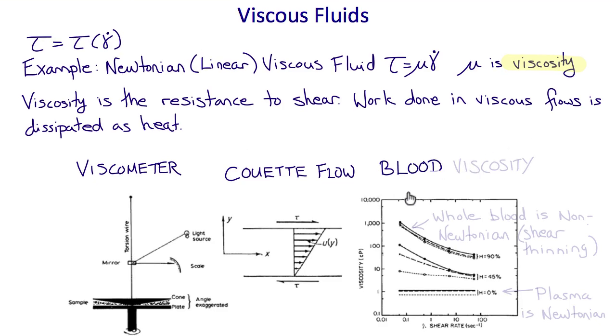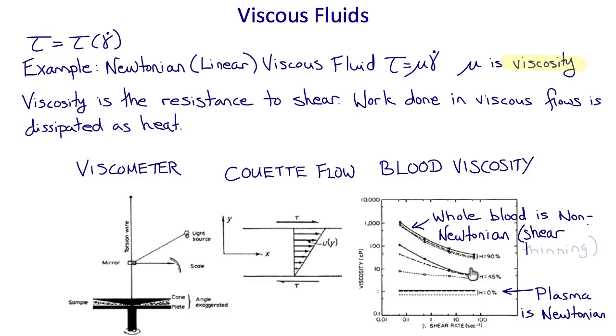This plot shows blood viscosity as a function of shear rate for different hematocrits, which is different amounts of red blood cells. You can see that plasma, where there's no red cells, is Newtonian. The viscosity doesn't change with the shear rate, it's constant. However, whole blood, which has about 45% red cells, has a non-constant viscosity which decreases with the shear rate. So whole blood is a non-Newtonian shear thinning fluid.